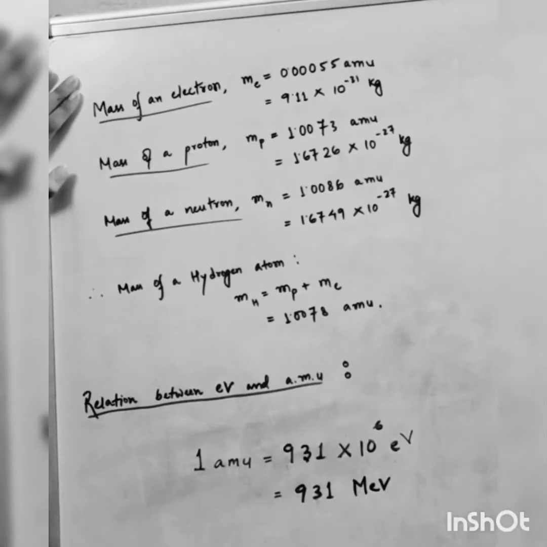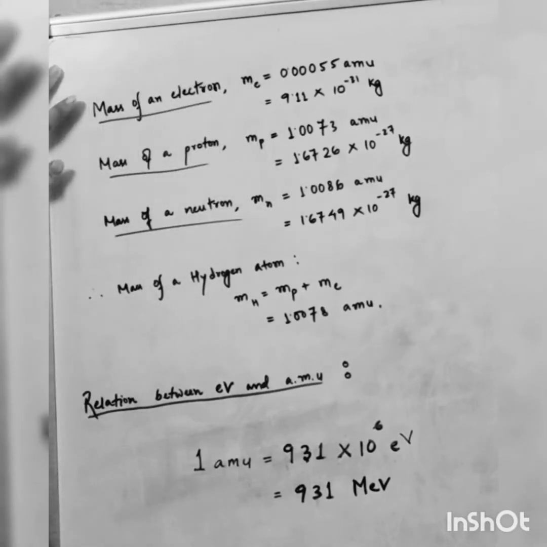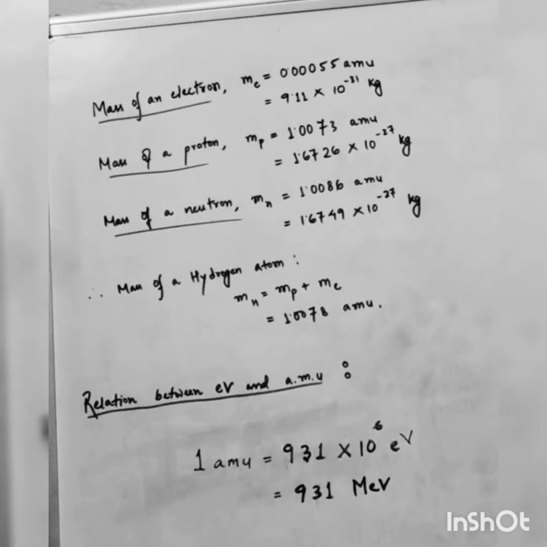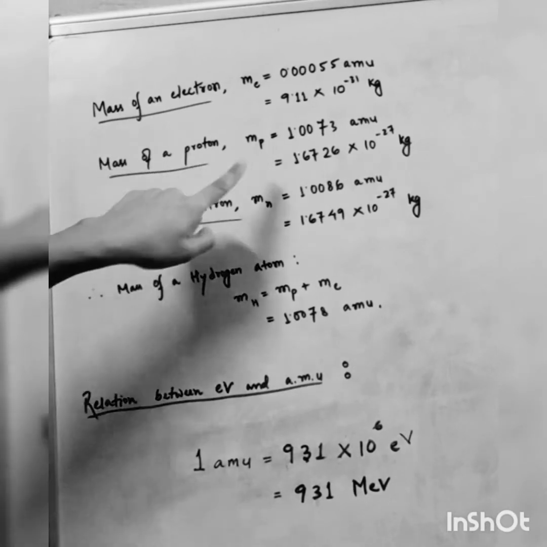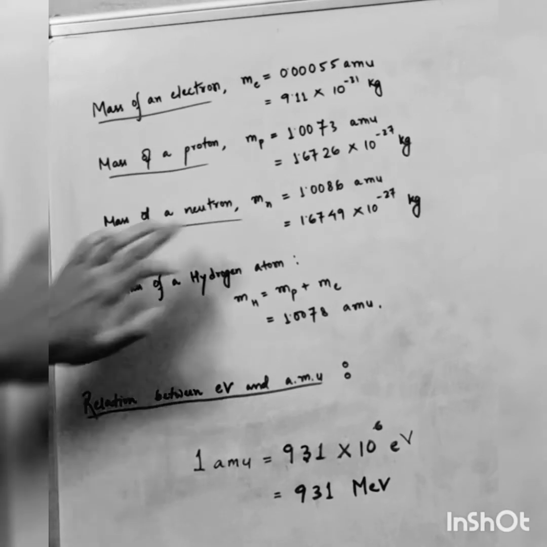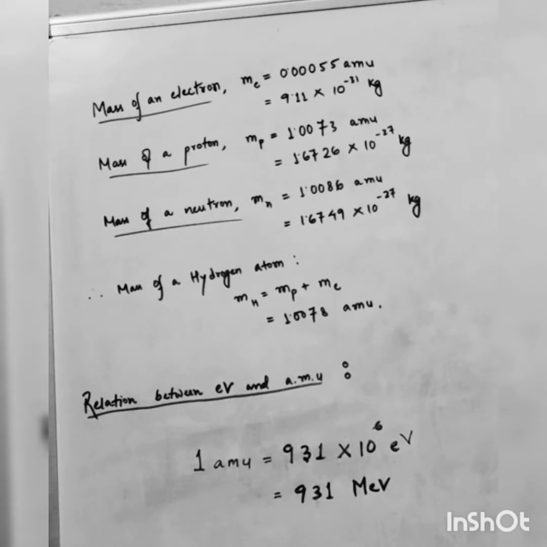So some of the known masses which are expressed in terms of atomic mass unit are given here. Number one is the mass of an electron, which is equal to 0.00055 atomic mass unit, which is equal to 9.11 × 10^-31 kg. The mass of a proton is equal to 1.0073 atomic mass unit, which is equal to 1.67 × 10^-27 kg. The mass of a neutron is almost equal to the mass of a proton, which is equal to 1.0086 atomic mass unit, which is again equal to 1.6749 × 10^-27 kg.